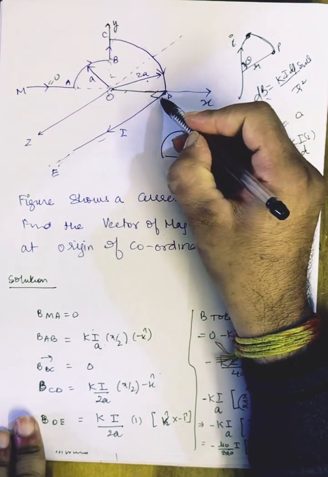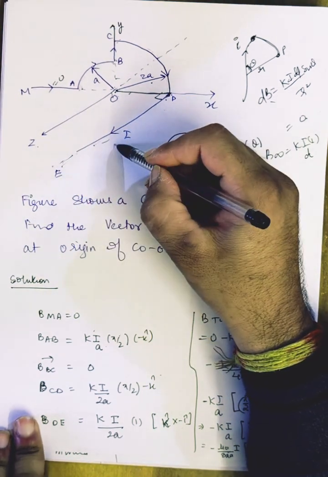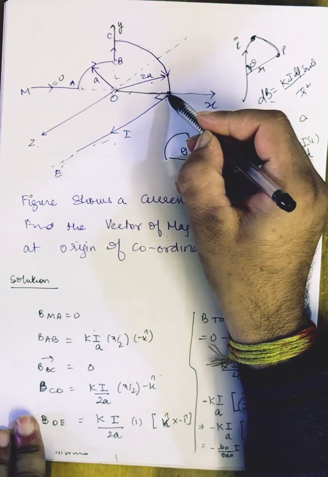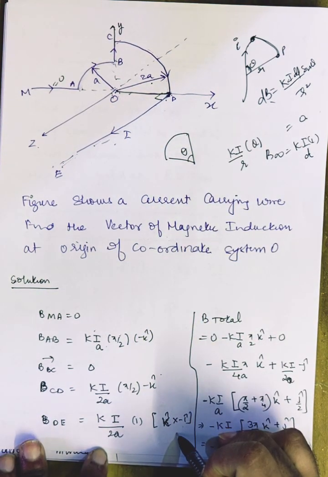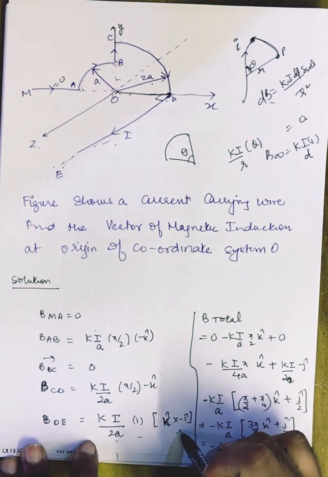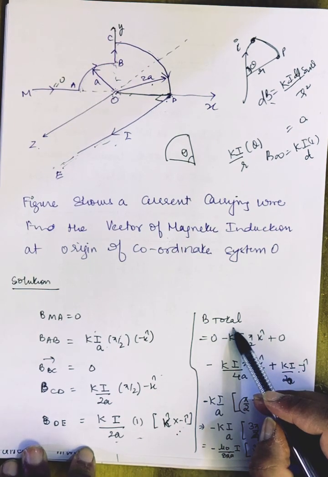Now direction-wise, this current carrying wire is along the plus axis of Z, that is K, and the position of the point is towards the left of this wire, that is minus I. So that has been taken into consideration, K cross minus I. So K I by 2A, K cross I is J, so minus J. That's it. I have now simply added for the total magnetic field at the center.